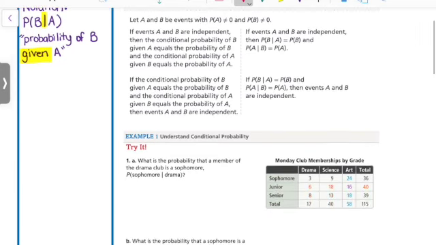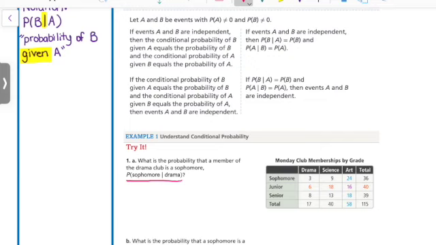So when would I use this? Well, when we have tables is when we will most often use them. So what is the probability that a member of the drama club is a sophomore? So here's what we're wanting to find. Probability sophomore given drama. So that means that we're picking someone from the drama club. We know it's going to be one of those people from the drama club.